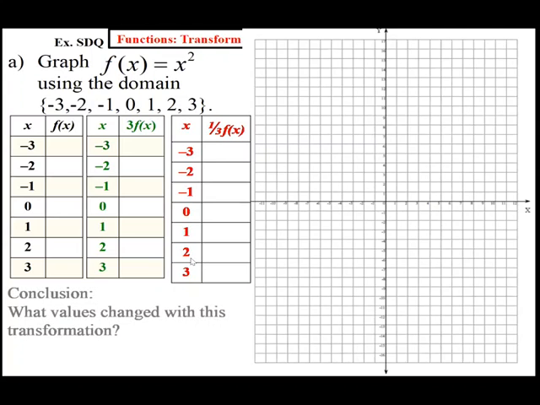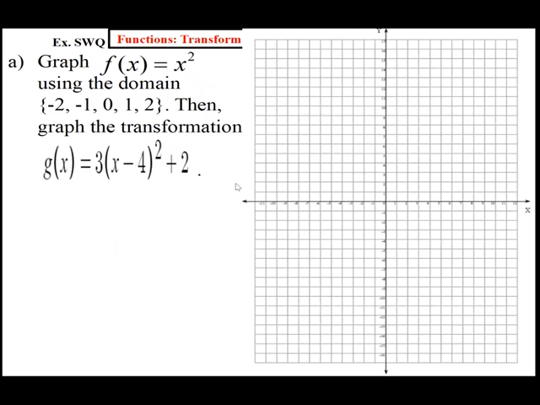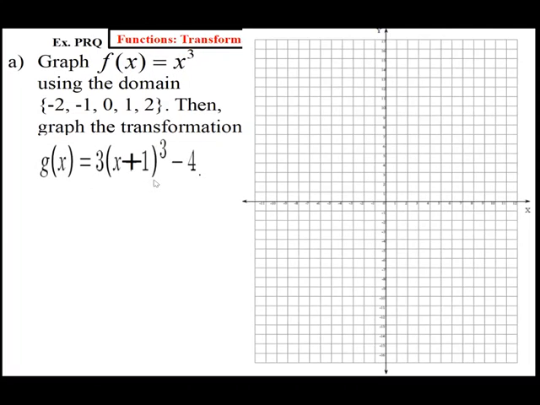From there, I gave you guys the general rule, which was g of x equals a times f of x minus h, close parentheses, plus k. And once again, if you guys notice, the k is outside of the parentheses, to the right of the parentheses, and that moves our graph up and down. The h moves our graph left or right, and the a either compresses or stretches vertically, okay? And then we did a couple of examples, where we graphed the quadratic parent function, and then they gave us a transformation, and then the other transformation, okay?